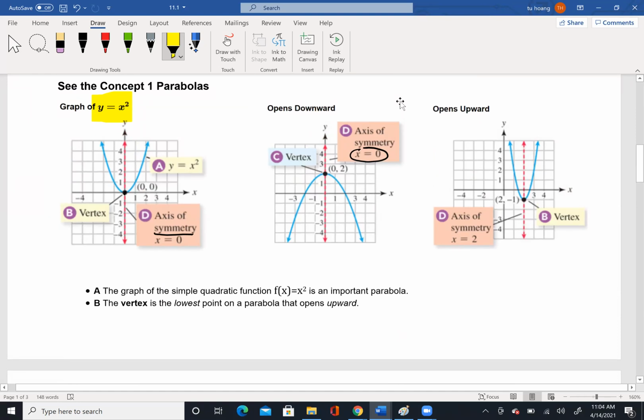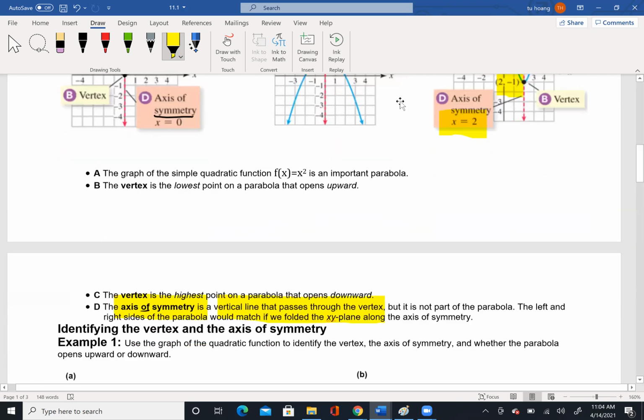The last one, you can see the graph opens upward with the vertex at (2, -1). Here you can see the axis of symmetry goes through the vertex. The axis of symmetry is a vertical line that goes through the vertex, so it should be x equal to 2. Right. So now let's move down.